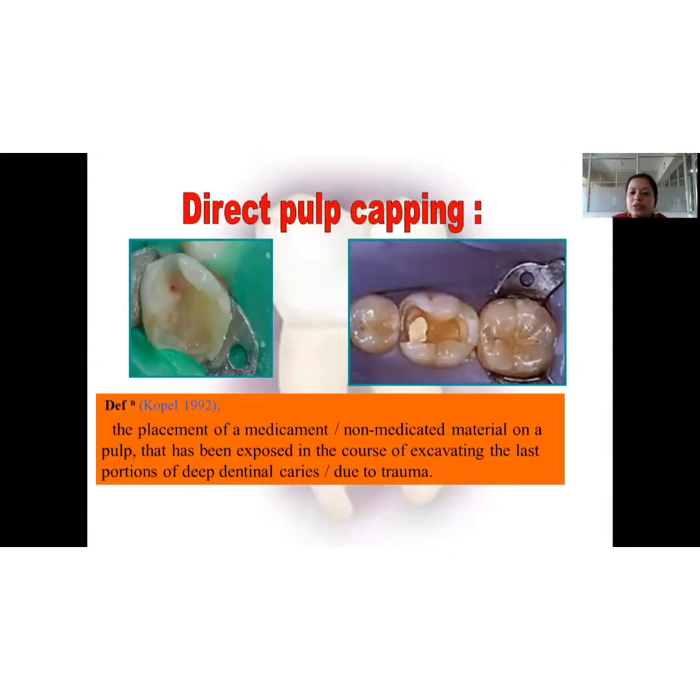Now the second procedure is direct pulp capping. Here there is pulpal exposure, and the medicament is placed directly in contact with the pulpal tissue. So direct pulp capping is basically the placement of a medicament, a non-medicating material, on a pulp that has been exposed in the course of excavating the last portion of deep dentinal caries or due to trauma.